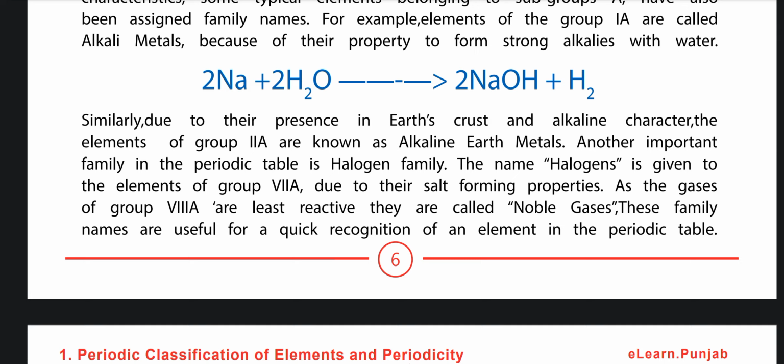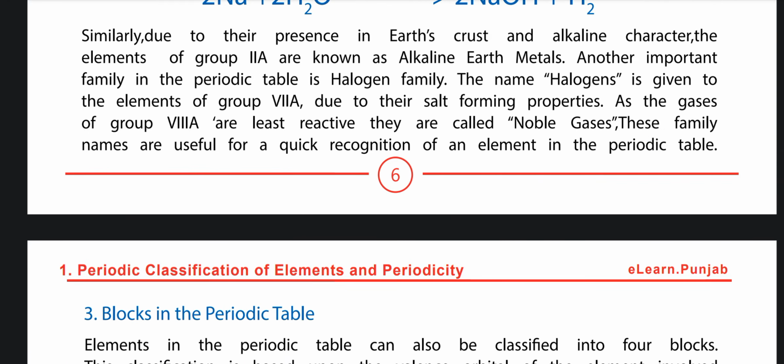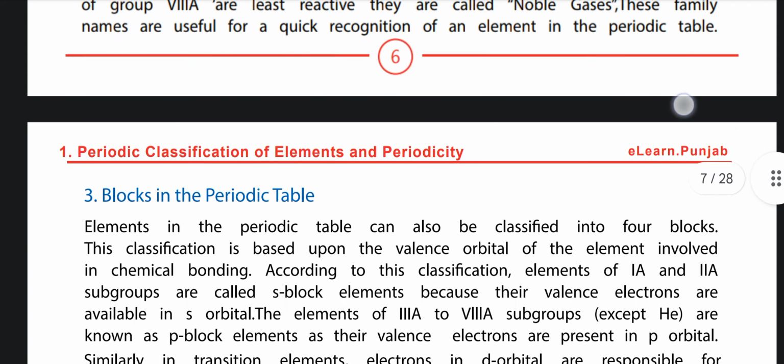2Na + 2H2O gives us 2NaOH + H2. And similarly, due to their presence in Earth's crust and alkaline character, the elements of group 2A are known as alkaline earth metals. Another important family in this periodic table is the halogen family. The name halogens is given to the elements of group 7A due to their salt-forming properties. As the gases of group 8A are least reactive, they are called noble gases. These family names are useful for quick recognition of an element in the periodic table.